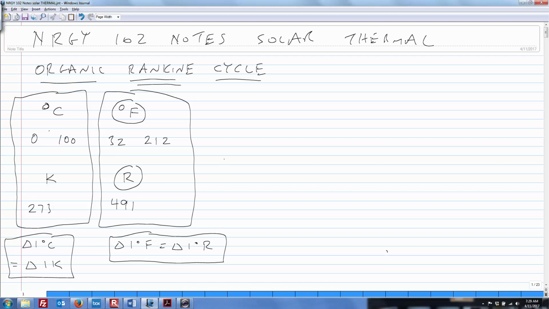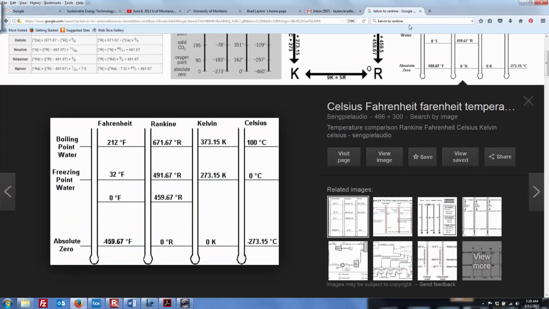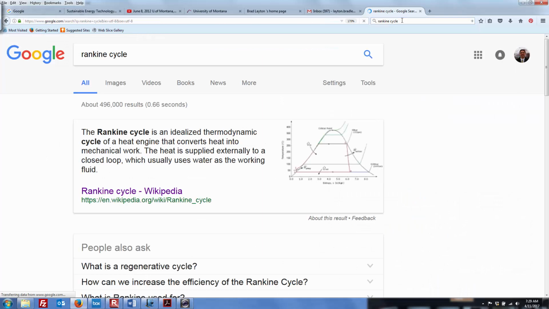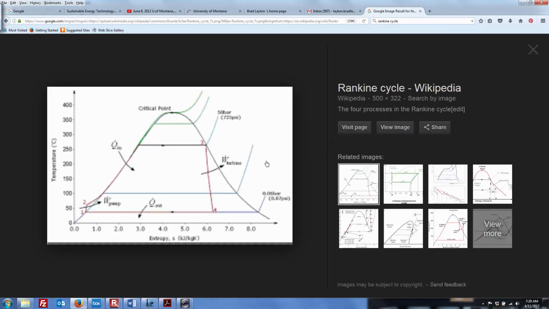Now, the Rankine cycle, let's go ahead and look that up. And let's just take a look at this one. What we see here on this scale is temperature. And what we see here on this scale is entropy. We also see heat going in and work going out. So what do we mean by that?